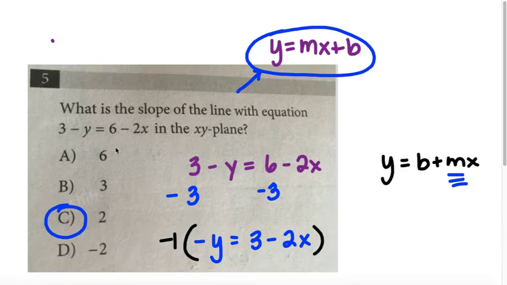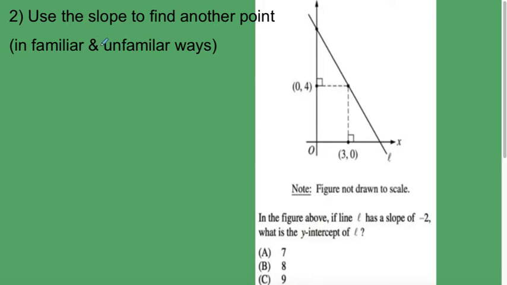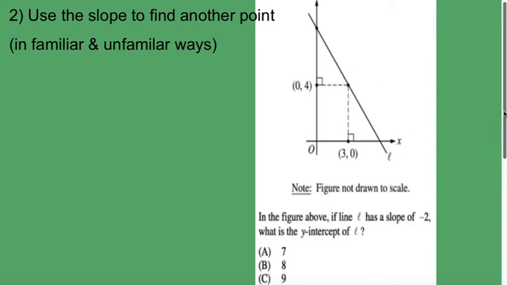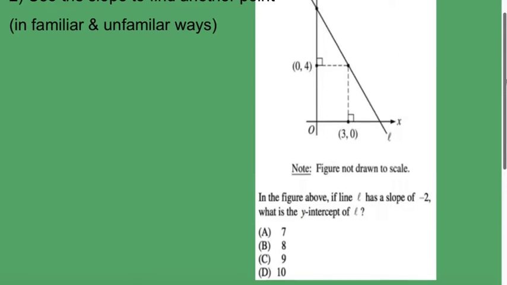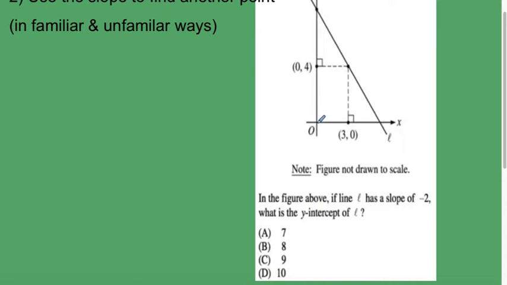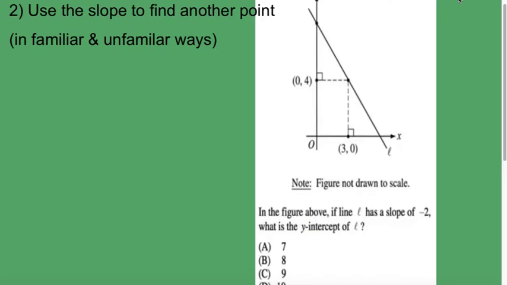So here's an equation where we use the slope to find another point. The question gives us a graph of a line, and you might notice that within this line, we've got this rectangle with some coordinate points. It says, in the figure above, if line L has a slope of -2, what is the y-intercept of line L? So let me just remind you that the y-intercept is where a line crosses the y-axis, and it has a coordinate point 0, y.